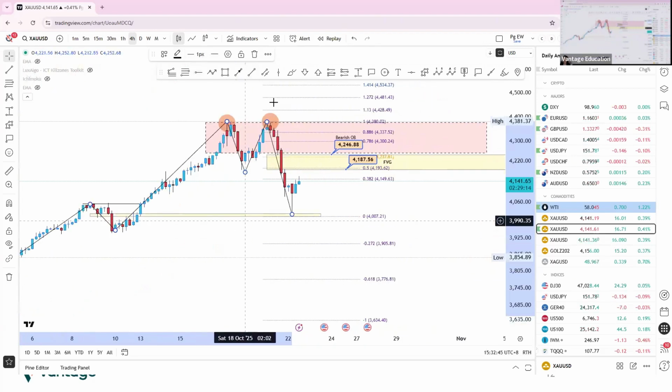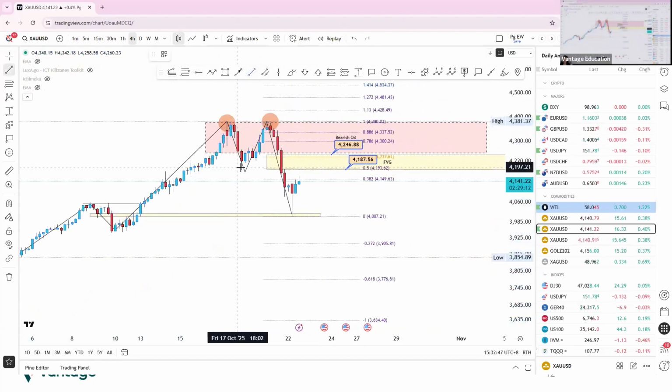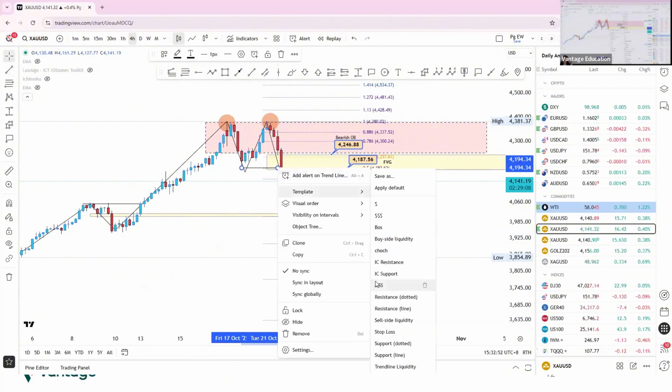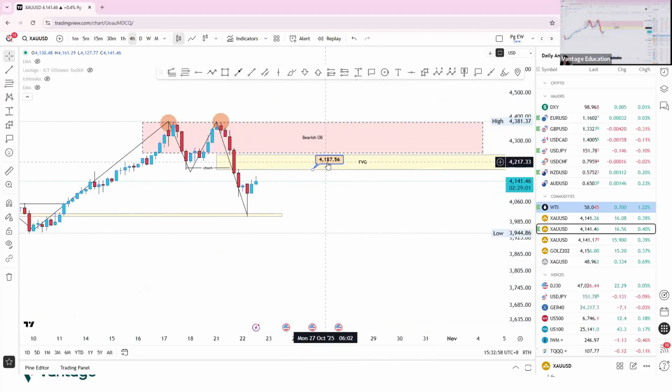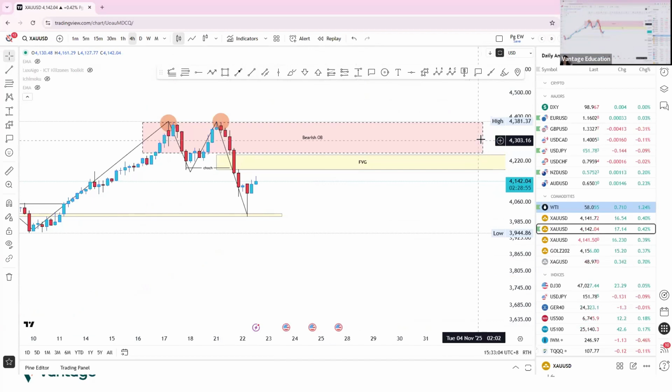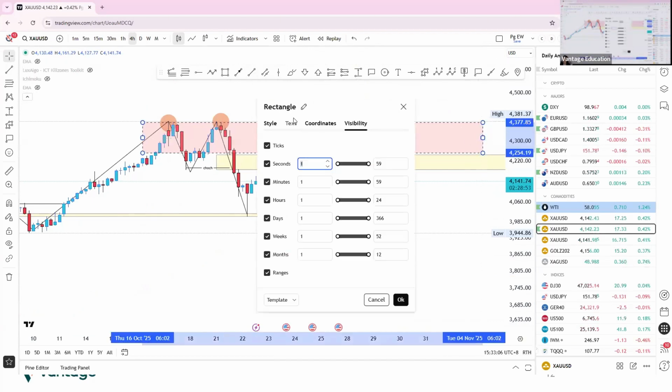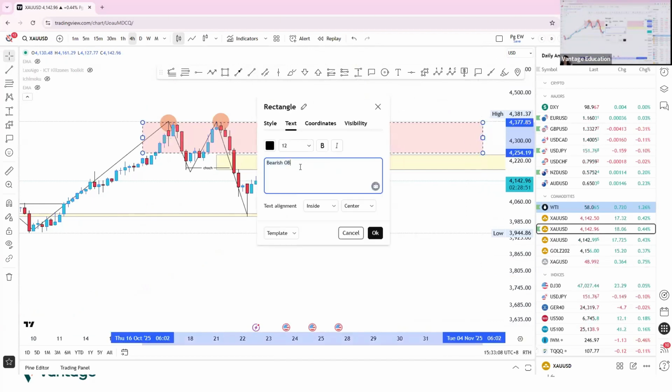Right? So this is my change of character, this level. Let me just remove first. I'll remove here. Remove here. And we have the FVG, this one. This is the bearish OB. I'm going to mark and note my bearish OB in D1. I'll just say day.